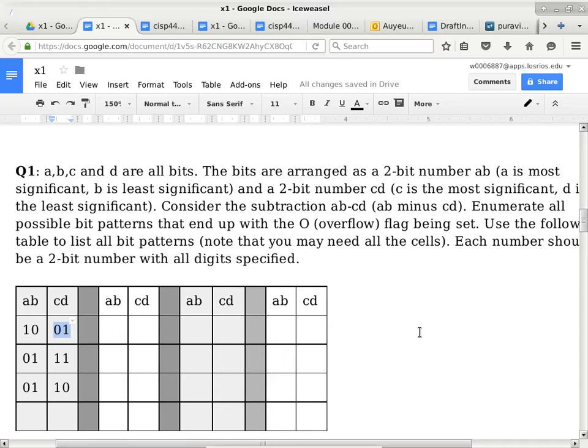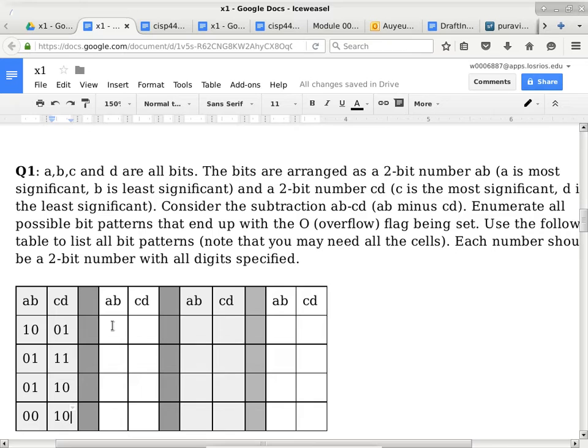What about 0, 0, 1, 0? Okay, let's check it out. So you have 0, 0, and 1, 0. That's a non-negative minus a negative, and the result is negative. Oh, you're right. I missed one. Cool. Good job.